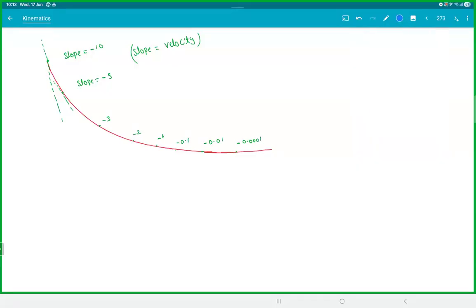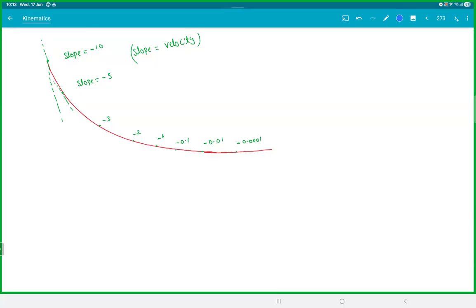Now just look at the numbers. First of all, is the magnitude increasing or decreasing? Magnitude is decreasing. Agreed? What about the direction? The velocity is always negative. It is decreasing, but it is always negative, isn't it? It means the particle is always going back, slowing and slowing, but always going back. It is never stopping.